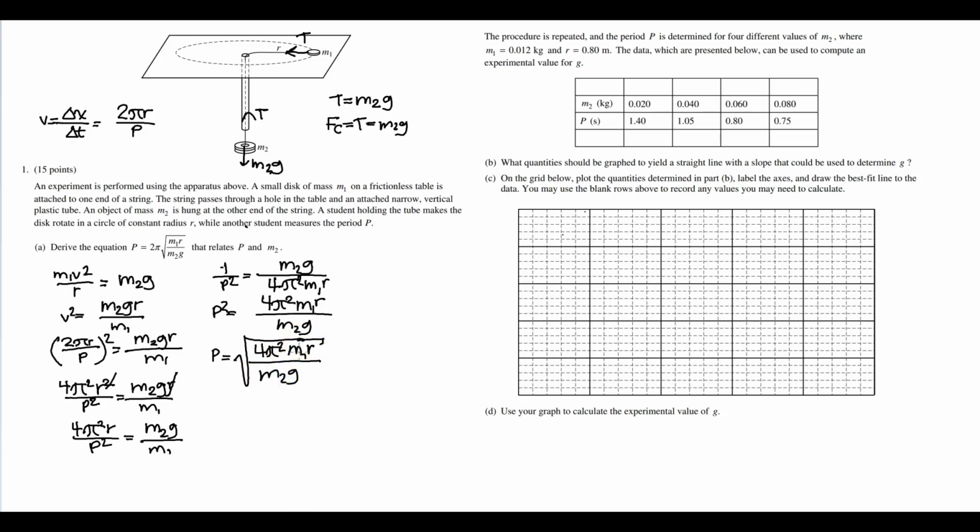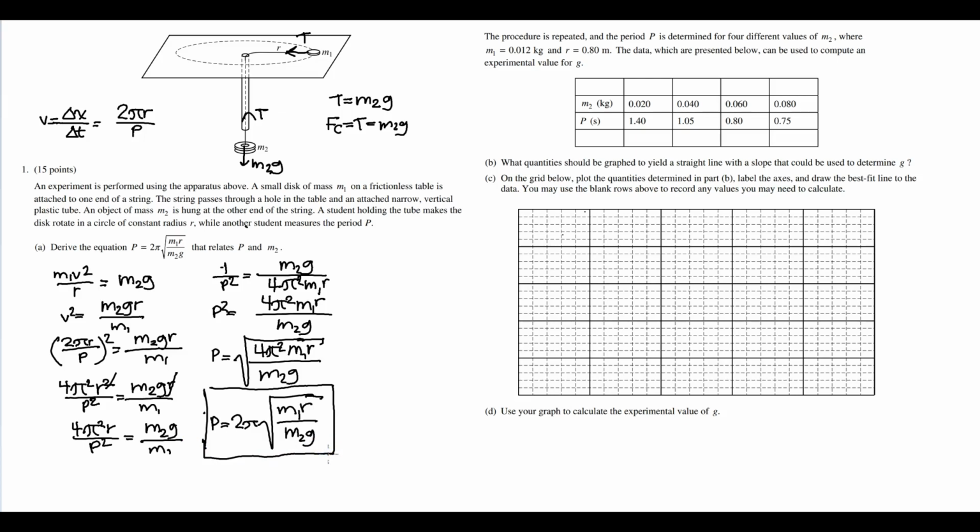Right? And you can simplify the radical. 4 is a perfect square, so you can pull out 4 and you'll get 2 in the front. Pi squared is a perfect square, of course, so you could pull out pi squared and get a pi up front. So we're left with P equals 2 pi square root of M1R over M2G. So we're done with part A. We derived the period equation that they told us to derive.